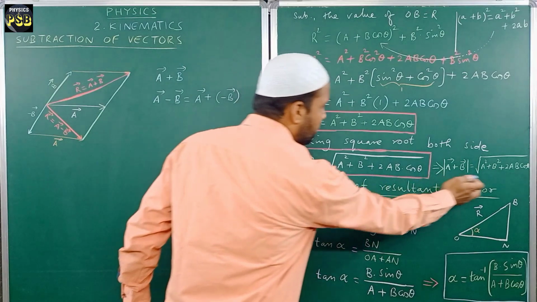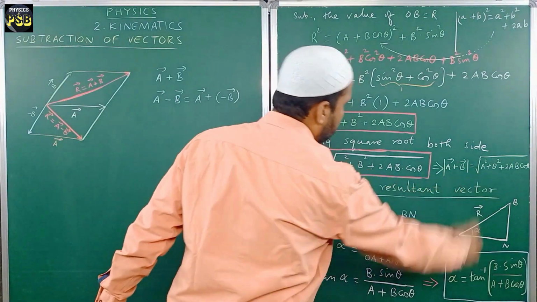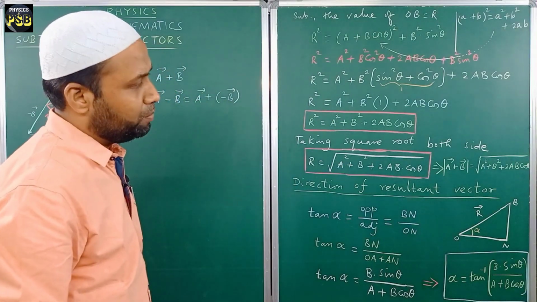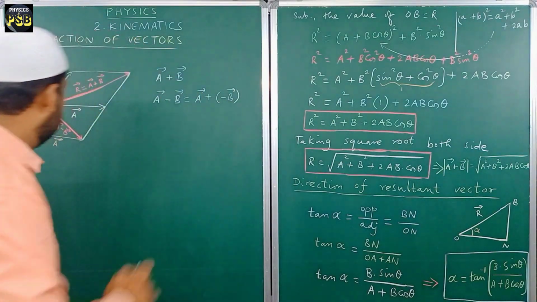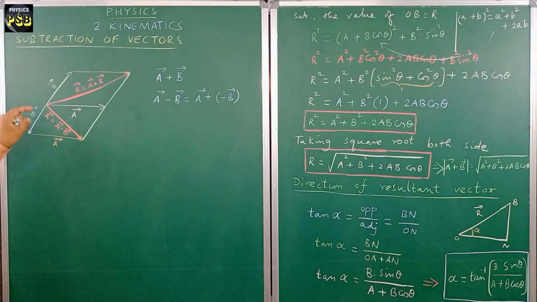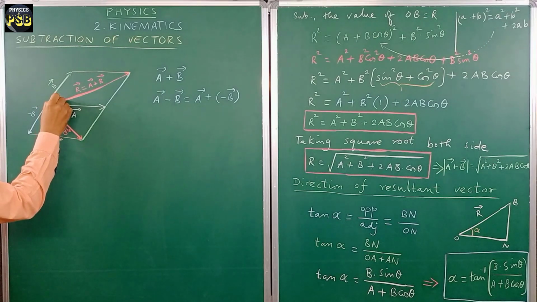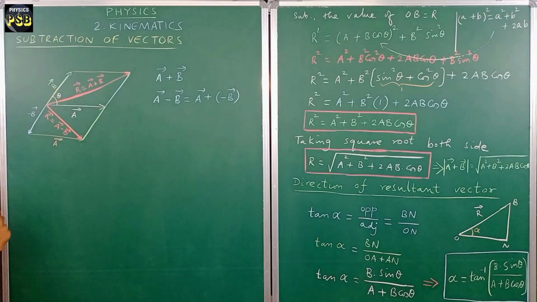When we added vectors, we got this expression, root of a square plus b square plus 2ab cos theta. Here one thing I forgot to mention. I didn't reveal the angle between vector A and vector B. Here, the angle between vector A and vector B is taken as theta. Now, similar to what we did in the previous video.